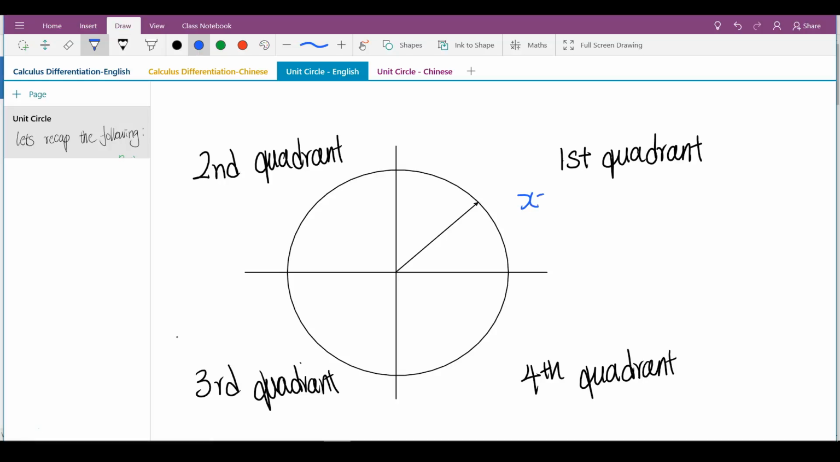The x is all positive, right, in the first quadrant? And the cosine and the y value. So this is the y value. This is the y value. This is the x value. All right. So in this first quadrant, both the y value and x value are positive.